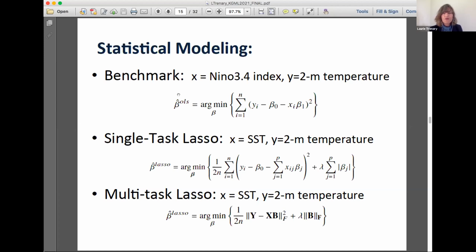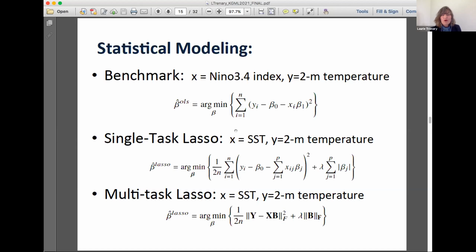It's an ordinary least squares prediction where we estimate our betas by minimizing the cost function listed here. Our y's are the grid point temperatures, and our X, or predictors, is the Nino 3-4 index. We'll combine that with two lasso configured models. The first is a single task lasso.